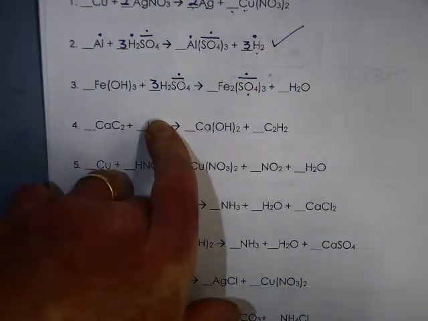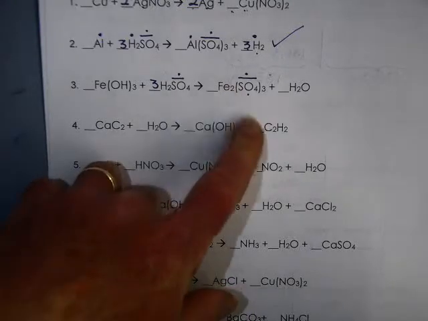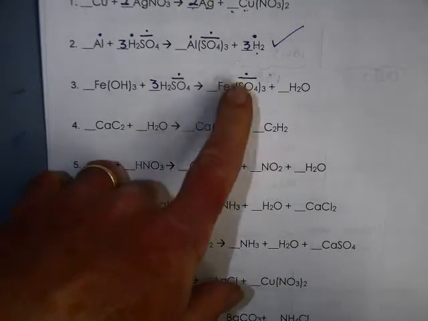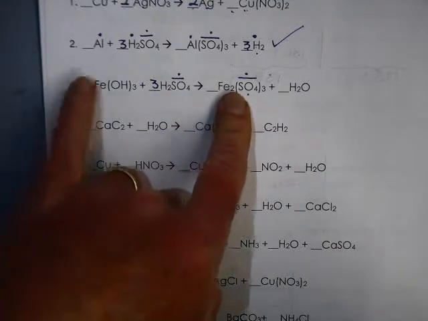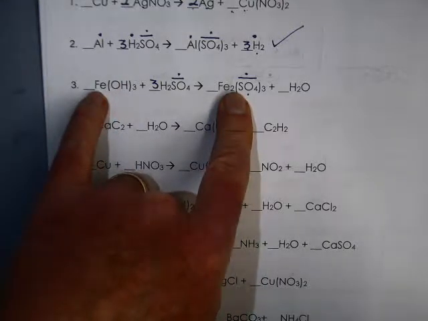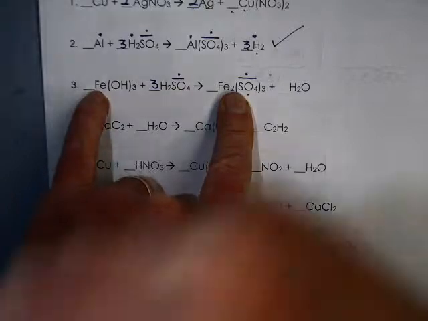What do I have now? Well, I've got iron. I've got 2 irons here, and I've got 1 iron here. What am I going to do? I'm going to put a 2 here.